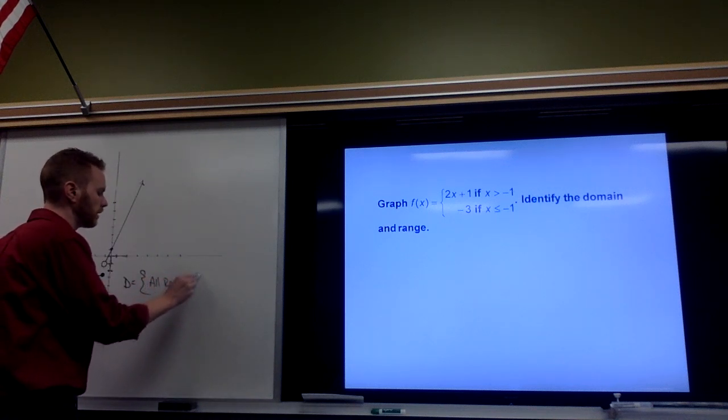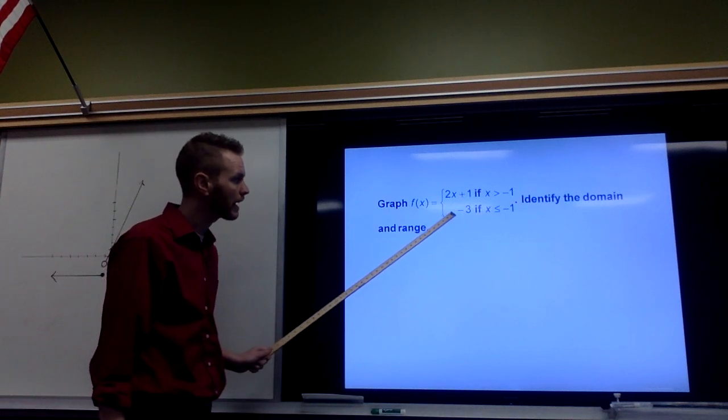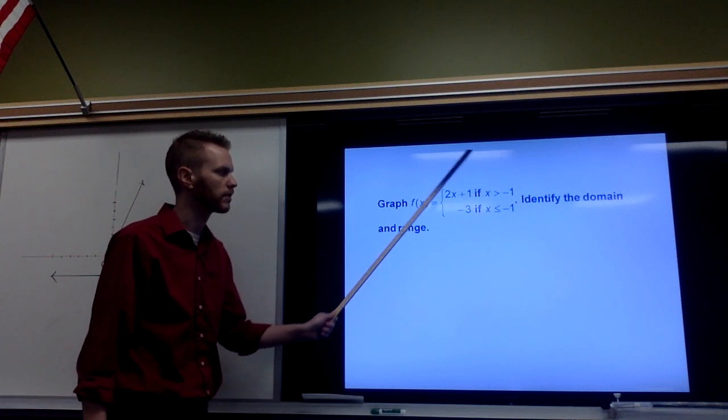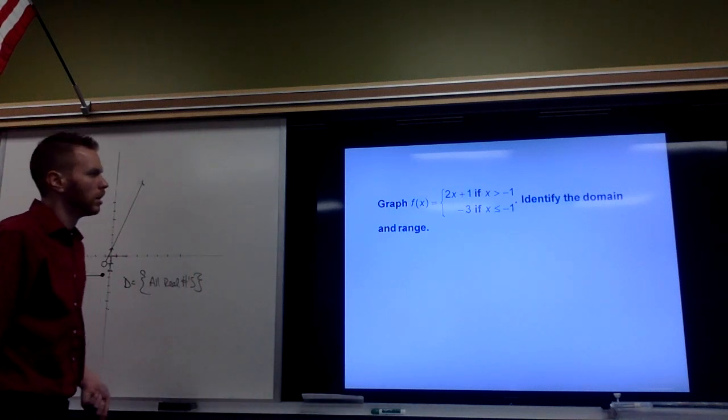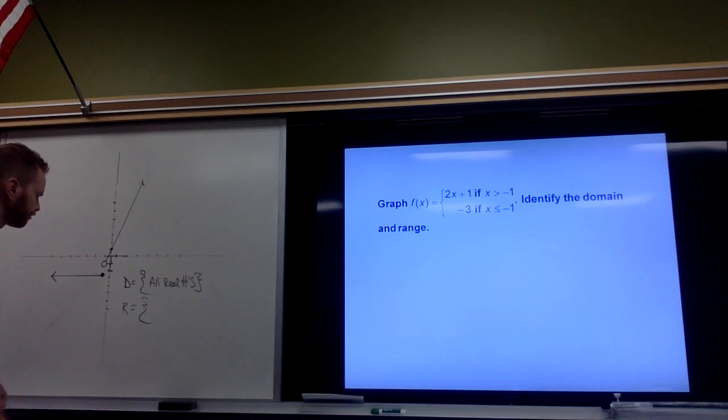It won't always be like that, just depends on the problem. Once again, domain and range, you're looking at everything. You're not just seeing if it works for one or the other, it's everything. Okay, now range. That's where things get a little bit different.